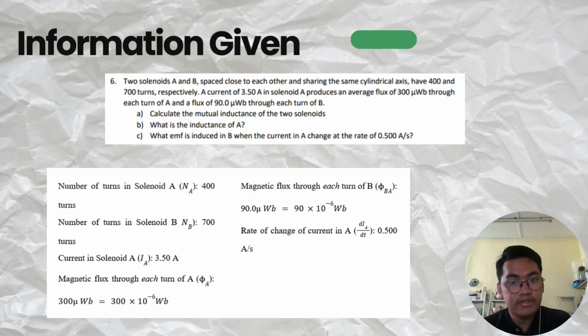The magnetic flux through each turn of B is 90 times 10 to the power of -6, and the rate of change of current in A is 0.500 ampere per second.